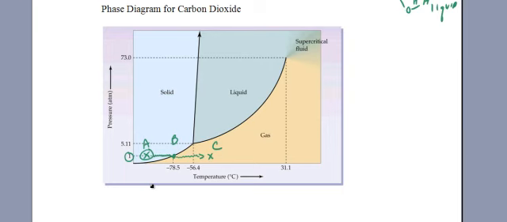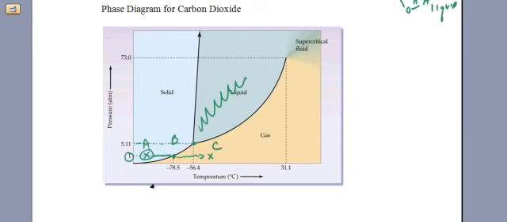No, it does not. According to the phase diagram, anything above, here's our triple point. The triple point is at 5.11 atmospheres of pressure and at about 56 degrees Celsius below zero. You have this corridor right in here where the carbon dioxide can in fact exist as a liquid.